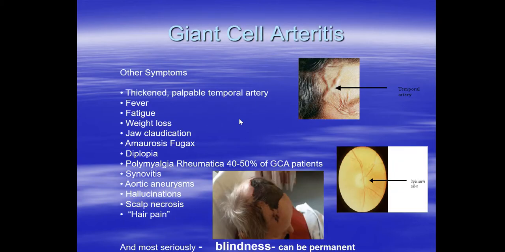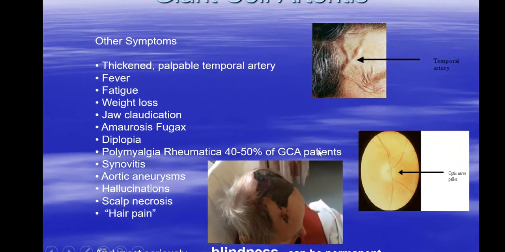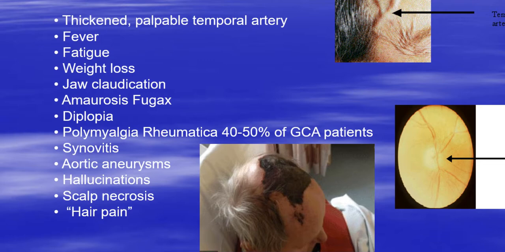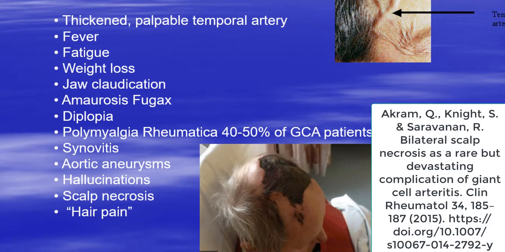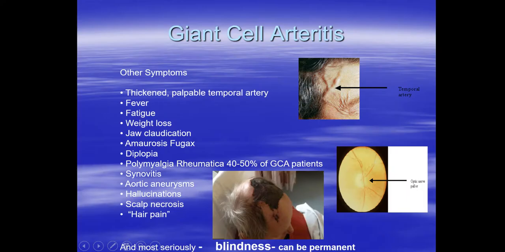Some of the other symptoms they might get, you can read them all there. There are some funny ones like jaw claudication and scalp necrosis, hair pain. You can see the gentleman down the bottom there. His condition has got to the point where it's occluded one of the arteries, and he's actually got necrosis of the scalp. It's been supplied by the anterior branch of the artery. And as I mentioned before, they can also have eye symptoms because the ophthalmic artery supplies it.